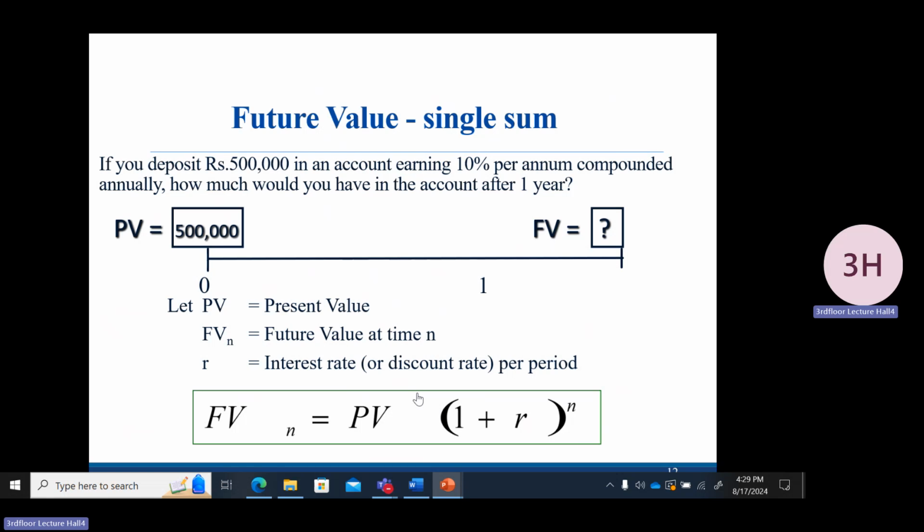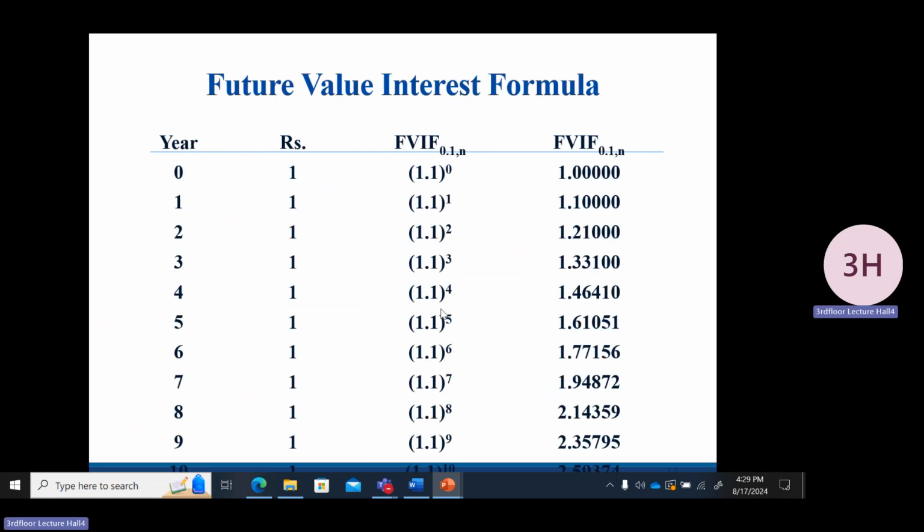Compounded annually means interest is paid once a year. That is the meaning. Compounded annually means interest per annum. How much would you have in the account after 1 year? 500,000 into 1.1 is 550,000. So you can apply 550,000.